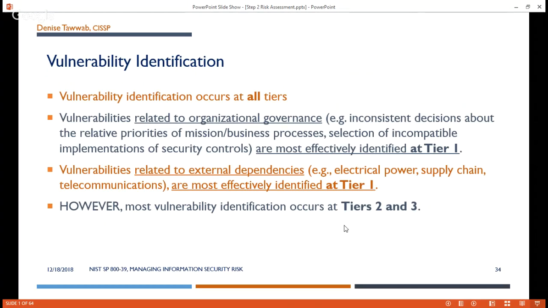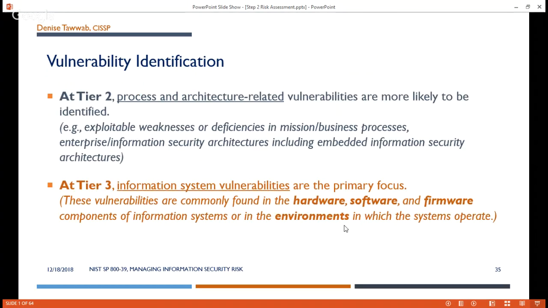tiers 2 and 3. At tier two, process and architecture related vulnerabilities are more likely to be identified. Exploitable weaknesses or deficiencies in mission business processes, enterprise information security architectures, including embedded information security architectures. At tier three, information system vulnerabilities are the primary focus. So let me say that again. At tier two, the mission business process level, vulnerabilities related to process and architecture are more likely to be identified. At tier three, your system level, information system vulnerabilities are going to be the primary focus. And these vulnerabilities are commonly found in the hardware, software, and firmware components of your information systems or in the environments in which the systems operate.